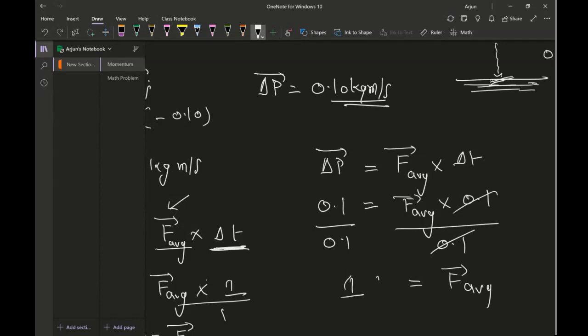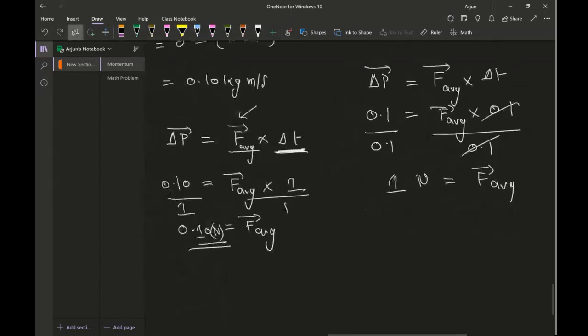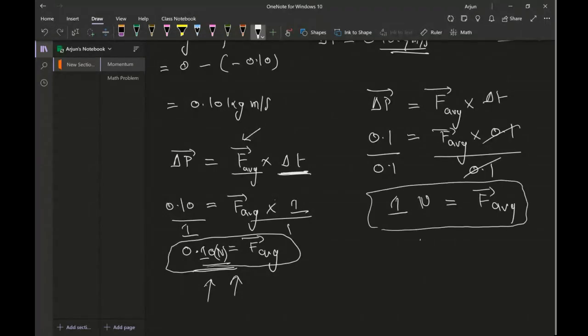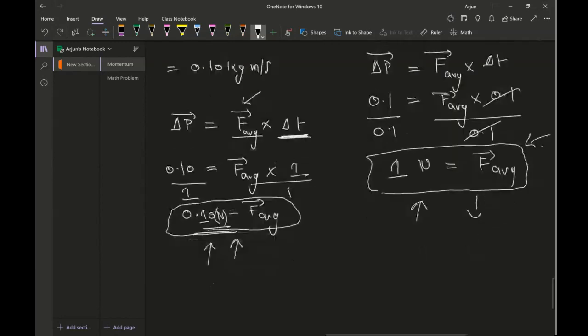So did you see the difference? In the very first case, the average force felt was 0.1 newton. This was the impact on the egg. In the second case, the impact felt by the egg was 1 newton. So in which case are the chances more? In this case you will see that the force felt is more, so the chances of breaking the egg will be more in the case when it strikes the ground.